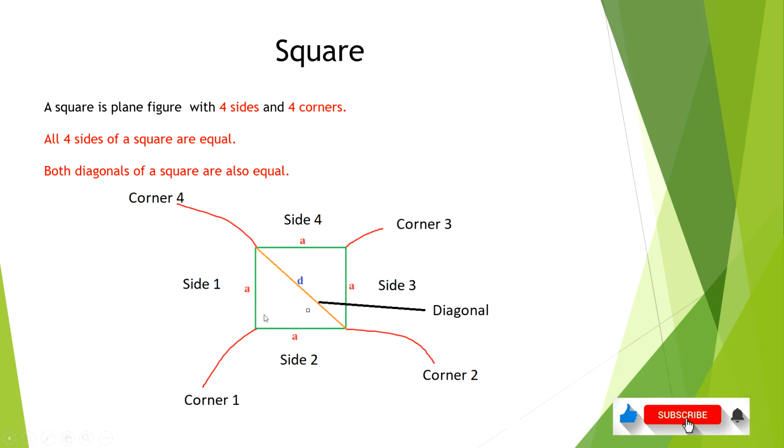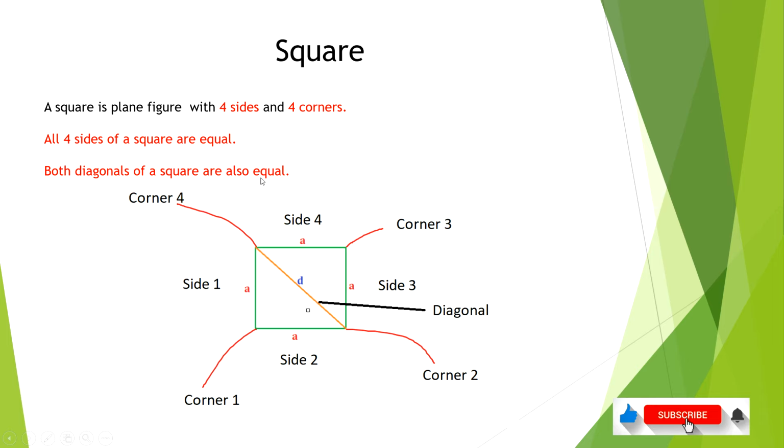So this is side 1. The green lines represent the sides. So side 1, side 2, side 3, and side 4. All the 4 sides of a square are equal. This is the must condition, that all the 4 sides of the square are equal. And next, both the diagonals of the square are also equal.